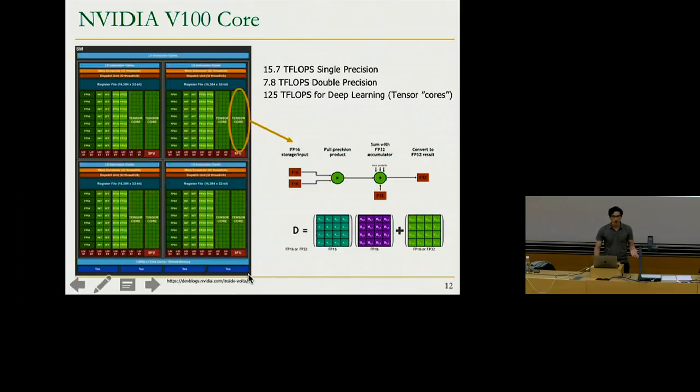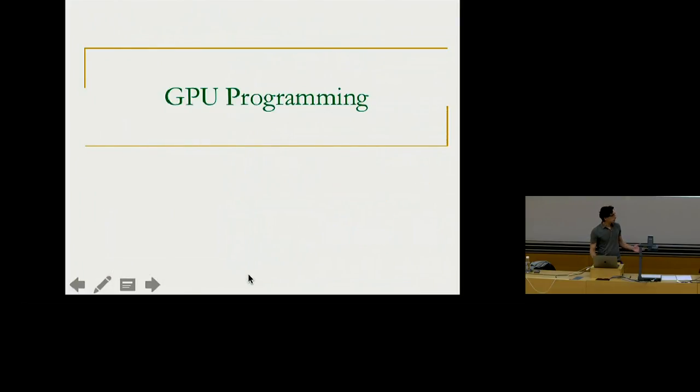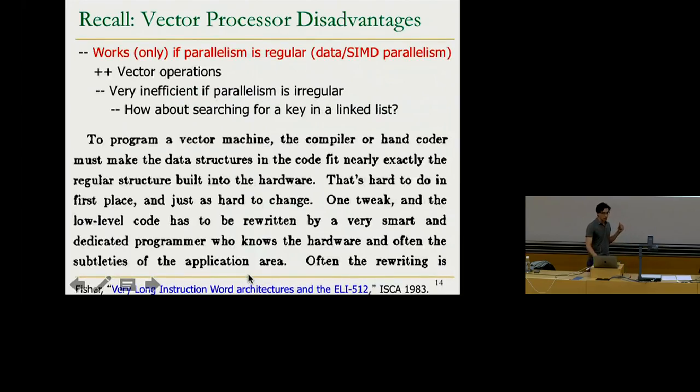So after taking a look at the most recent architecture of NVIDIA GPU, now let's start talking about how to program this. And you might remember this slide from last week. The disadvantages of vector processor. Remember this paper by Fisher that said the compiler or a hand coder must make the data structure in code fit nearly exactly the regular structure built into the hardware. That's hard to do in the first place, and just as hard to change. So what Fisher tried to explain here was how difficult it was to program SIMD processors.